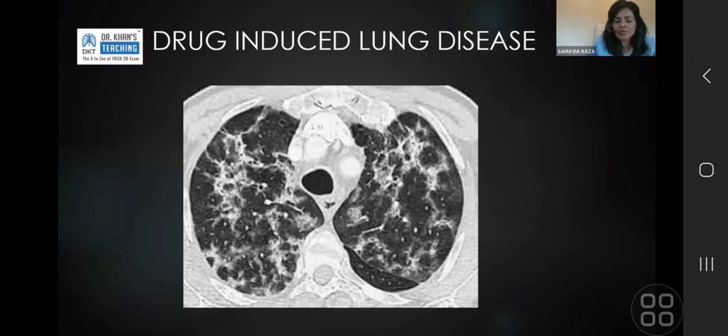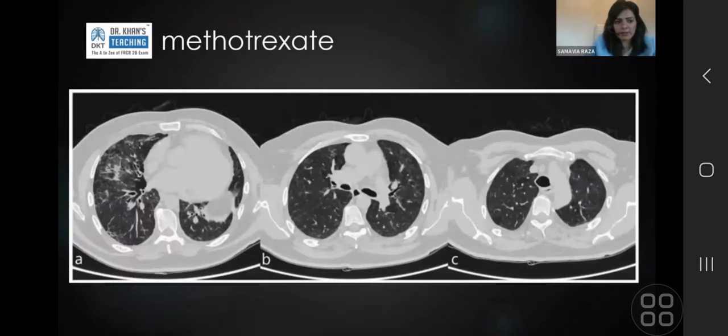And bizarre looking, interesting looking patterns that are bilateral, quite significant, involving all the lobes, should make you think of drug-induced lung disease. Methotrexate, like I said before, is seen quite commonly, and it also recovers pretty well when you stop the drug. So that's the patient's recovery over weeks to months, and the patient improved with no sequelae.